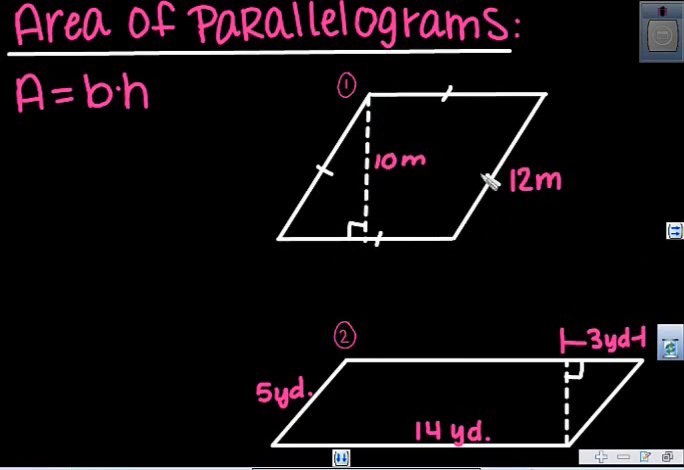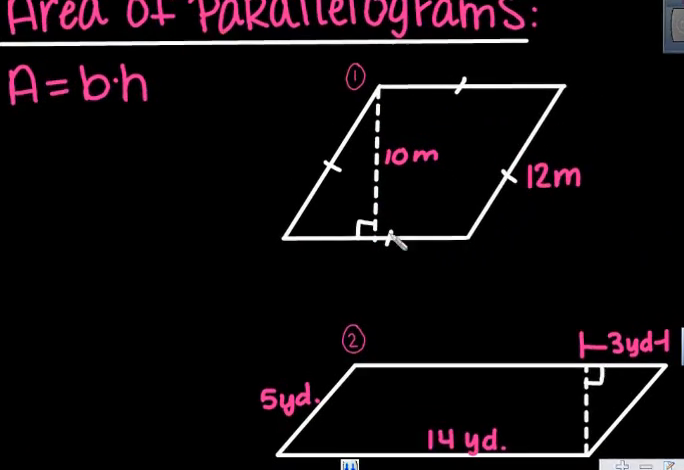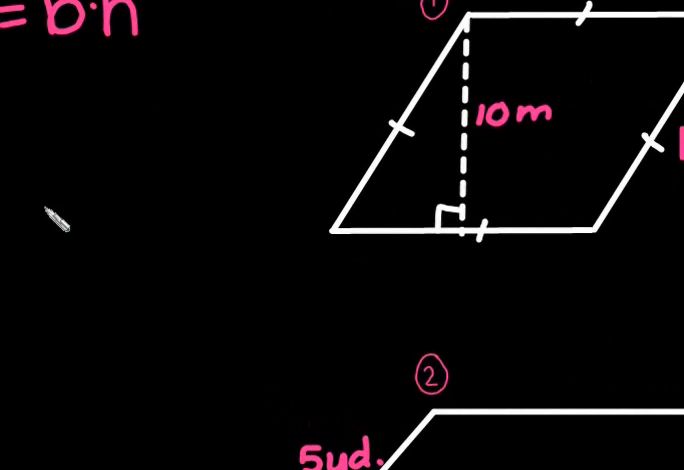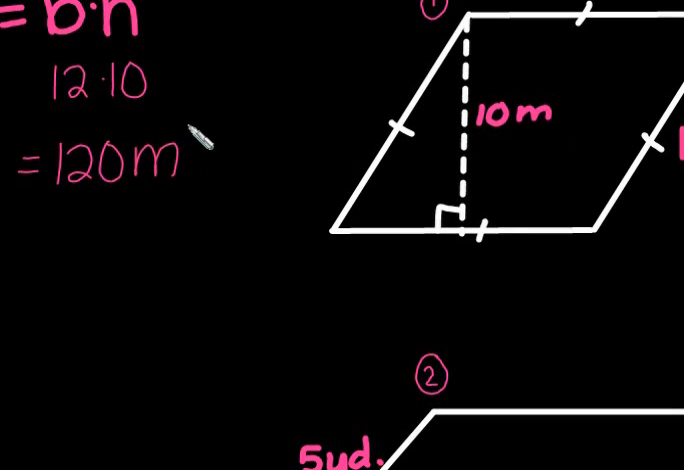Okay, this is marked all 4 sides congruent, so this is a rhombus, and the height of our rhombus is 10. The base would be 12, because if this is 12, this is 12 in a rhombus. So you would plug in 12 times 10, 120, and our units are meters, so this is meters squared is the area.